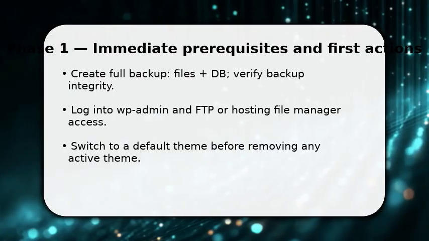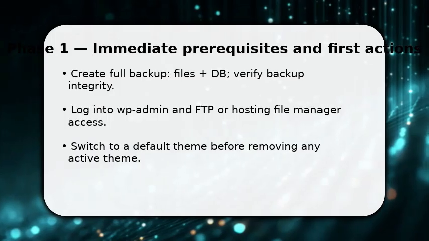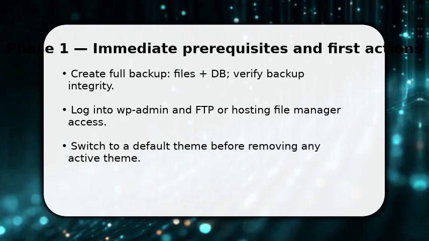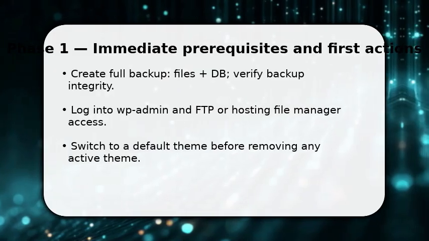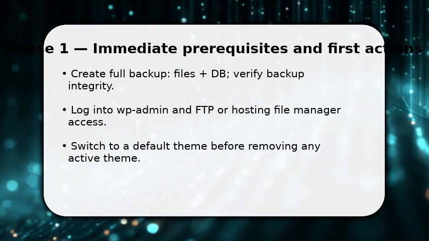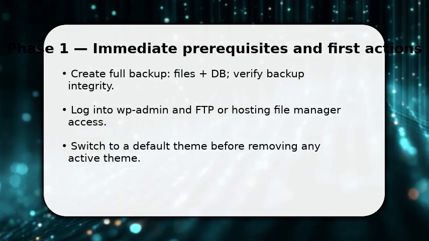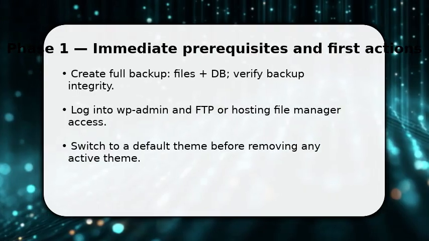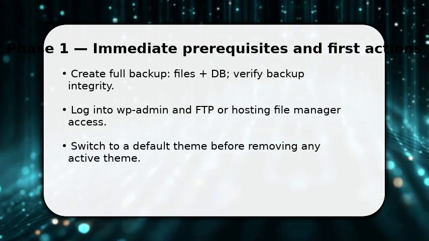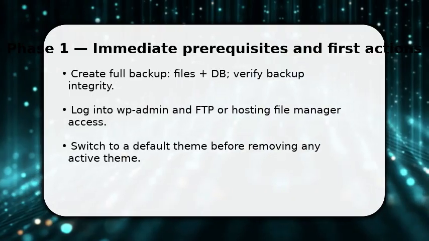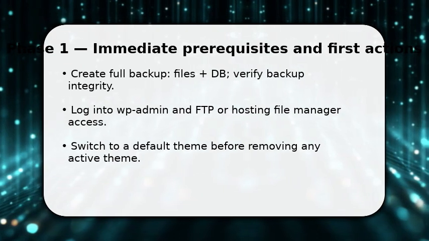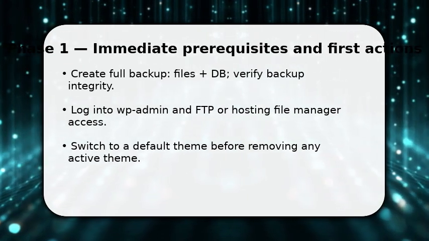You begin by taking a full backup, files and database, because mistakes happen and you must be able to restore. Once done, log into WP Admin and open Appearance, right arrow, Themes, and also connect with FTP or your host file manager to access /wp-content/themes. Make sure you switch the active theme to a safe default, then remove the first unused theme from WP Admin. This first action reduces site break risk and prepares you for direct file removals.